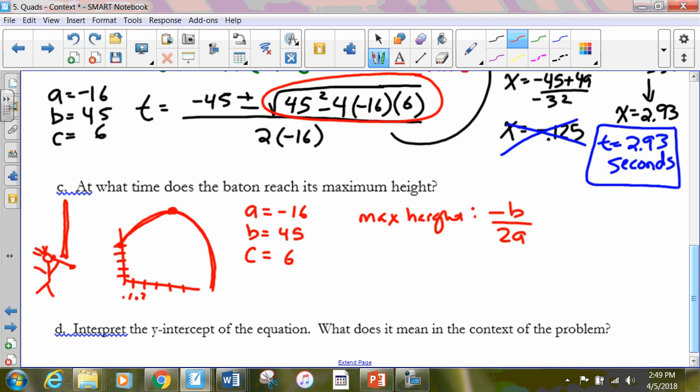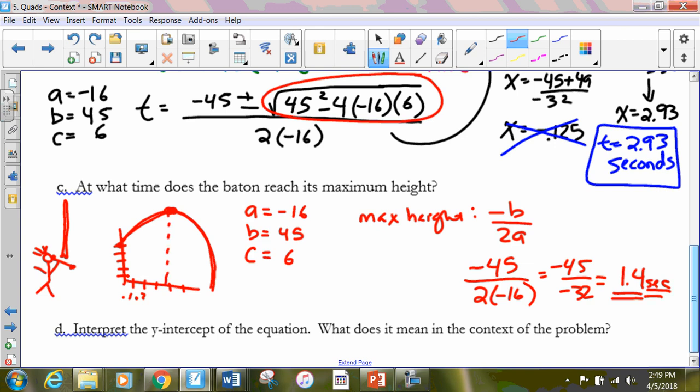So let's see, negative b is going to be negative 45, and a is negative 16. So when you put that together, you get what? Negative 45 over negative 32, or you could have used your calculator and ended up with 1.4. Now, what does 1.4 mean? I just found when the baton reaches its maximum height. When means time, so this is at 1.4 seconds. At 1.4 seconds, it's reached its maximum height. So we found out when it reaches its maximum height, and that's all it asks us to, right? It doesn't ask us to actually find the height. I think we're good at 1.4 seconds.